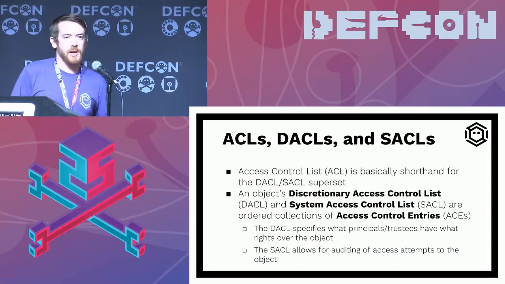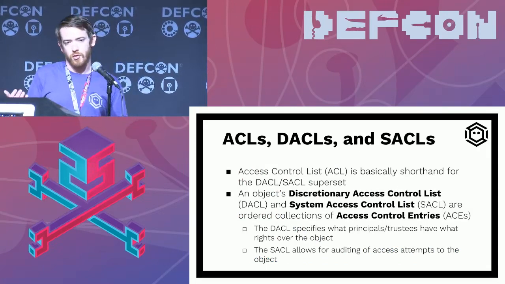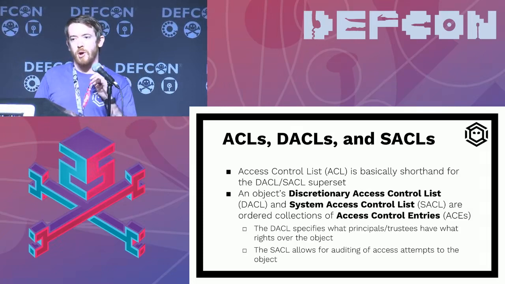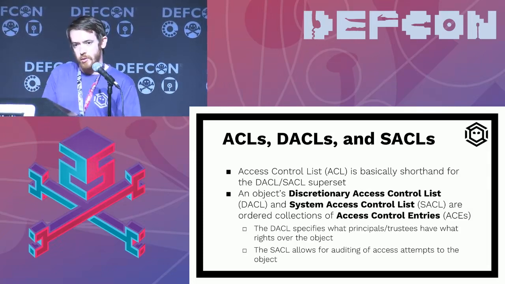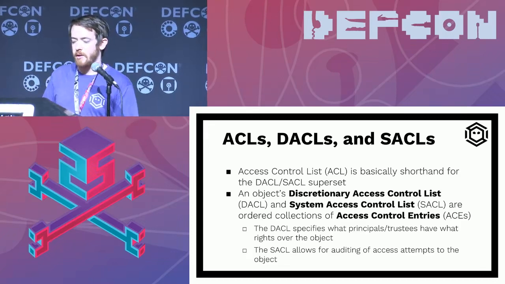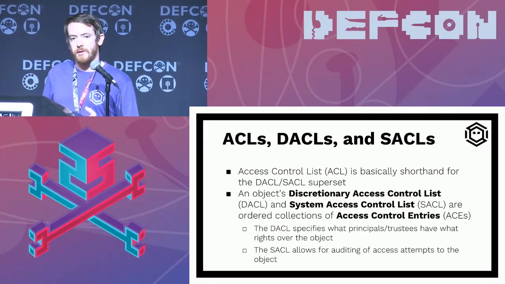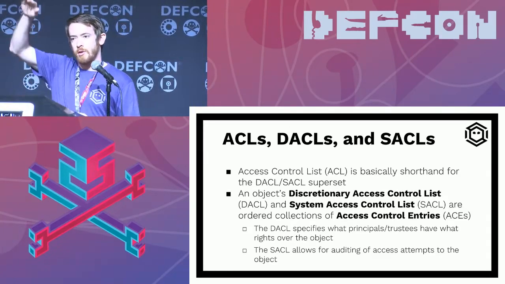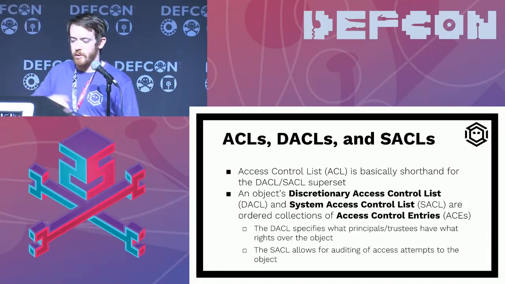So if you're not familiar with Active Directory, you're not familiar with the access control model, people throw around ACL, DACL, SACL, and all these types of things. People often use them interchangeably as well. So essentially, the access control list, the ACL for an object, is basically shorthand for the DACL and the SACL superset. So the discretionary access control list that you saw on the last slide, and the system access control list, the SACL. These are ordered collections of access control entries. So it's a pointer from the binary structure in memory to an array of these access control entries.